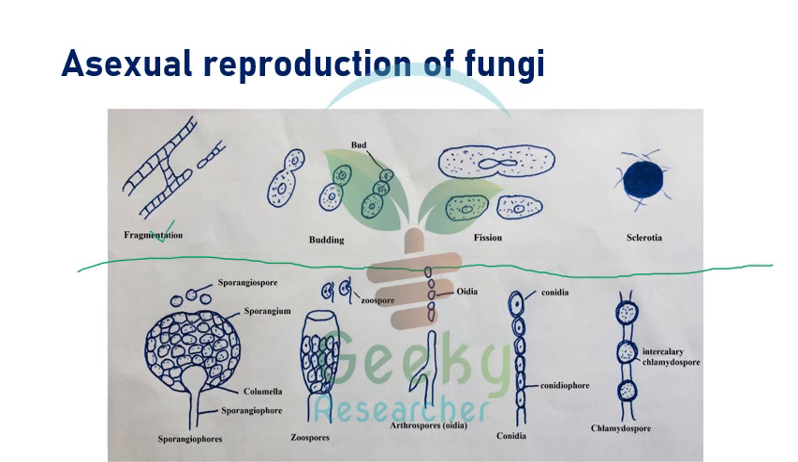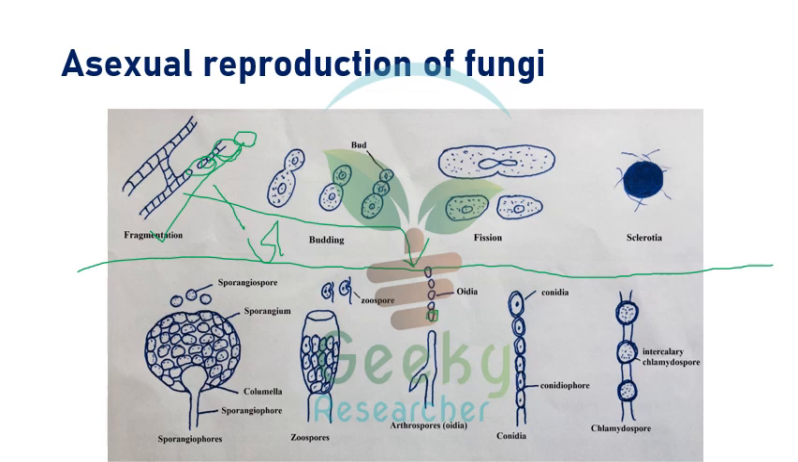The first one is fragmentation. Very simple: hyphae break into small fragments, and each fragment has the capability to develop individually and give rise to a new mycelium or new fungus. Here the hyphae break into very small pieces, otherwise called oidia or arthrospores. Fungi like Aspergillus and Rhizopus show this type of fragmentation.